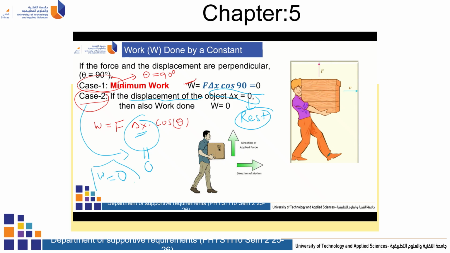So these are the two cases when the work is 0 or the minimum. In case number one, the condition is theta is 90. In case number two, work is 0 or the minimum, but the condition is different. What is the different condition here? The displacement is 0, the object is not moving.